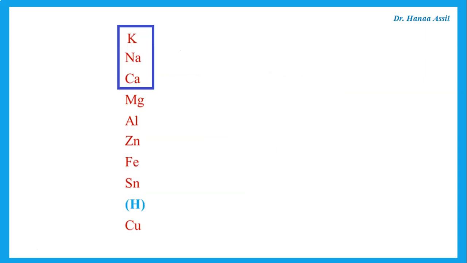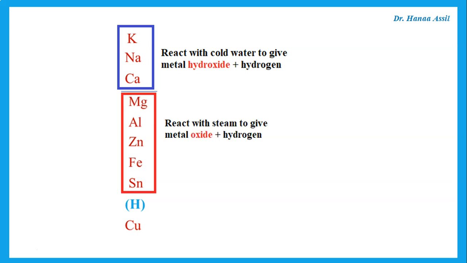Now, reaction with water. Some metals react with cold water. So the very reactive metals would react with cold water, and this gives the metal hydroxide plus hydrogen. So sodium plus water would give sodium hydroxide plus hydrogen. The other less reactive metals do not react with cold water, or they do not react quickly with cold water.